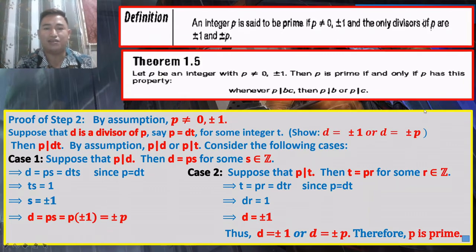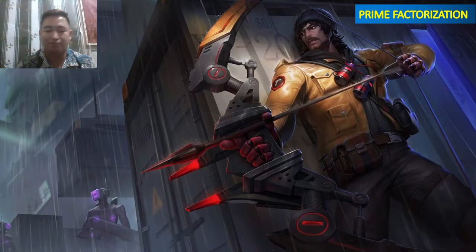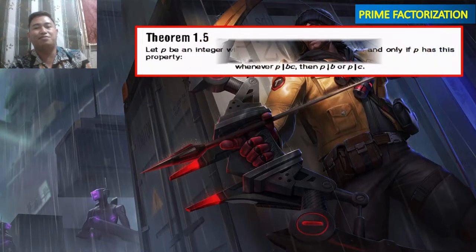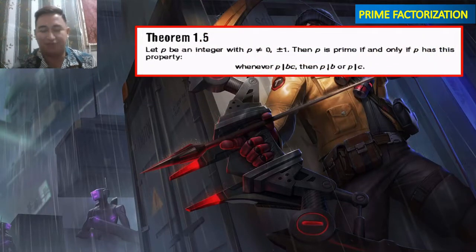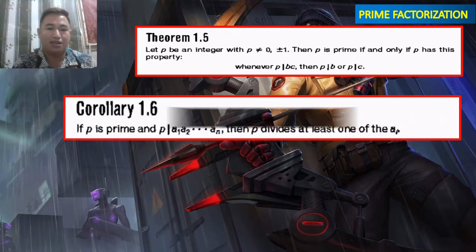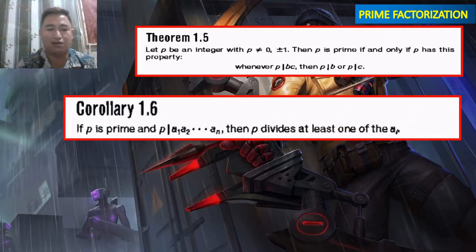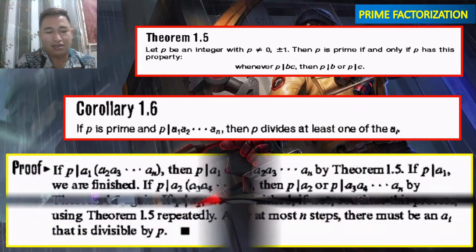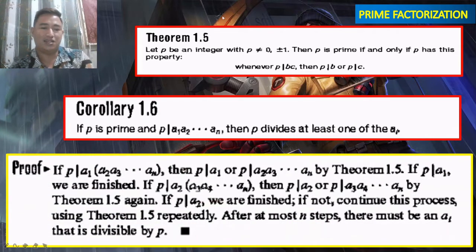Is prime na. Kaya nakuha na natin ang definition sa prime. Okay na. Sa Theorem 1.5 again, itong ibalik. Another corollary class. Okay. Corollary 1.6.